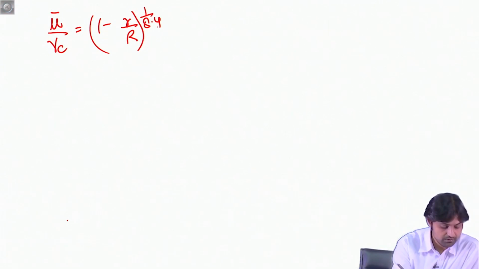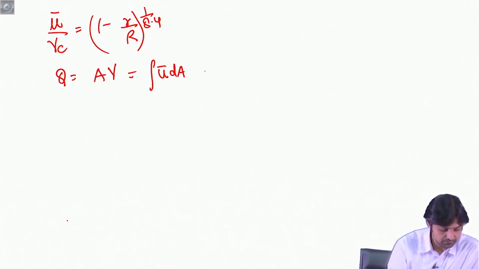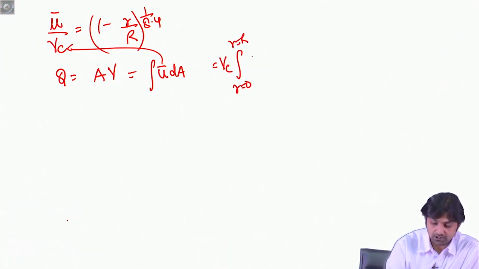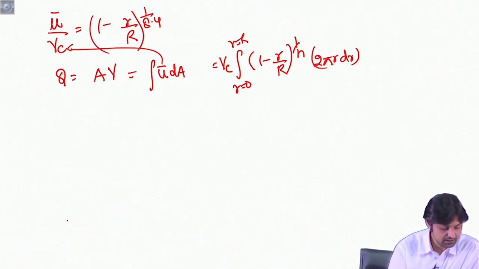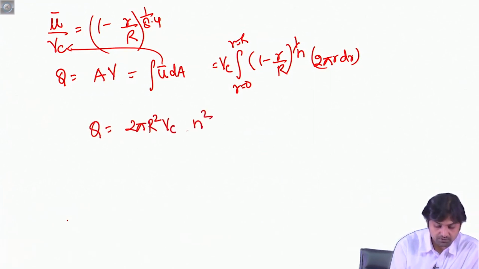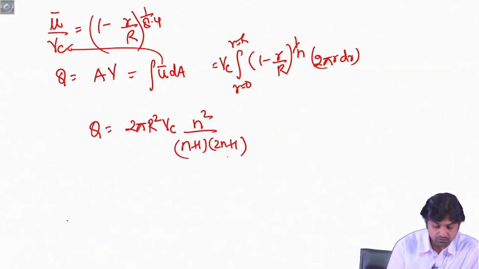All right. So we can use this formula, U bar by Vc is equal to (1 minus r by R) to the power 1 by n, the center line velocity formula. Okay. And we also know that Q is equal to A into V, or integral U dA. So we use U bar from here. So Vc will come out, and r is from 0 to capital R, (1 minus r by R) to the power 1 by n, and integral 2 pi r dr. We integrate. Okay, and after integration we will get 2 pi R square Vc into n square divided by (n plus 1) into (2n plus 1).